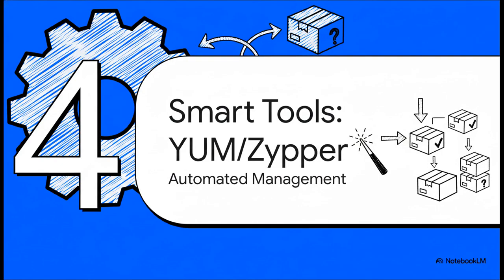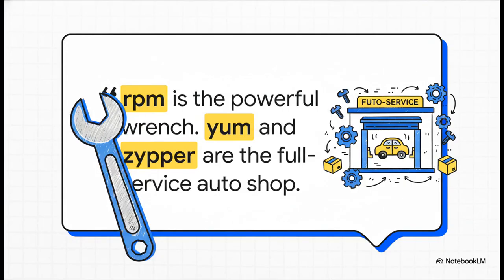So we've seen how awesome RPM is for all that manual, detailed work. But let's be honest, hunting down dependencies by hand is no fun. It's time to bring in the high-level tools that do all the heavy lifting for us. I love this analogy because it just makes so much sense. RPM is that precision wrench you use for one specific bolt. But Yum and Zypper, that's the whole garage. You just tell them what you want done, and they go get all the parts, figure out how they fit, and do the entire job for you.